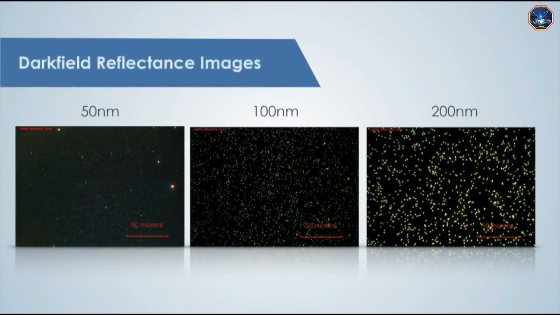At the 50x magnification, I can compare the images from the different sized particles. The particles look to be different sizes, and they also appear to be different colors. This is because nanoparticles of different sizes will scatter different colors of light.